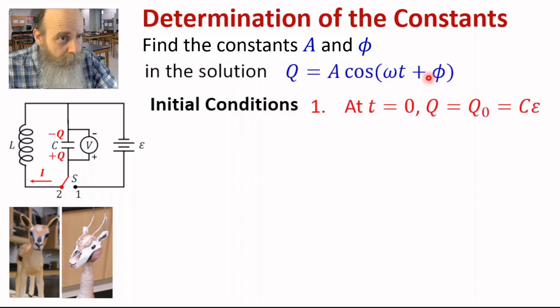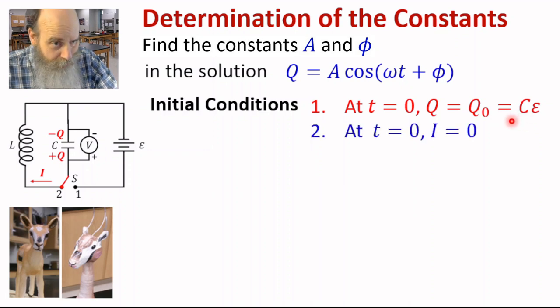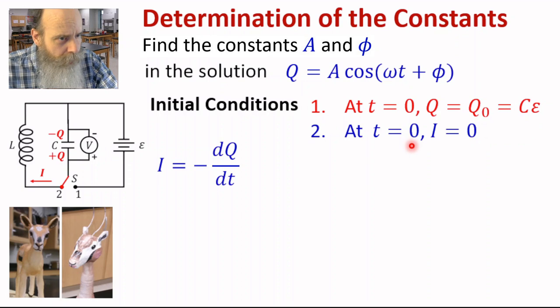So first initial condition, when t equals 0, Q is the initial charge on the capacitor plates, which is given by C times the initial voltage across the capacitor, which was the EMF of the batteries. So at t equals 0, Q equals C times EMF. That's one condition. Second condition, when t equals 0, I equals 0. Let's look at the second condition first.